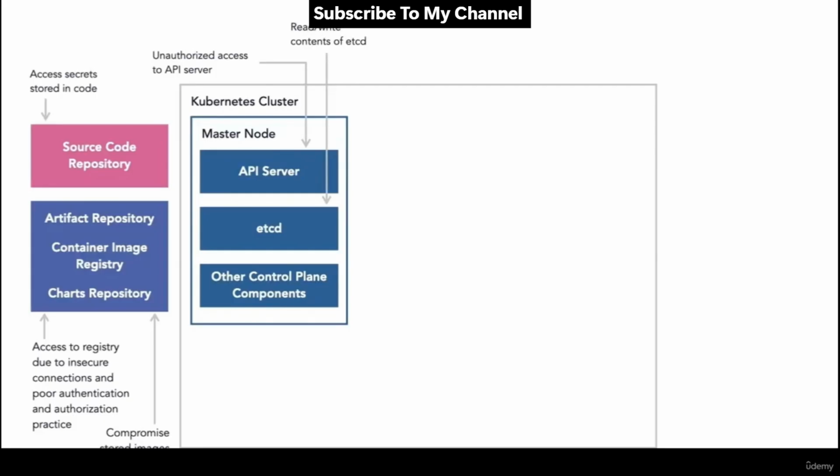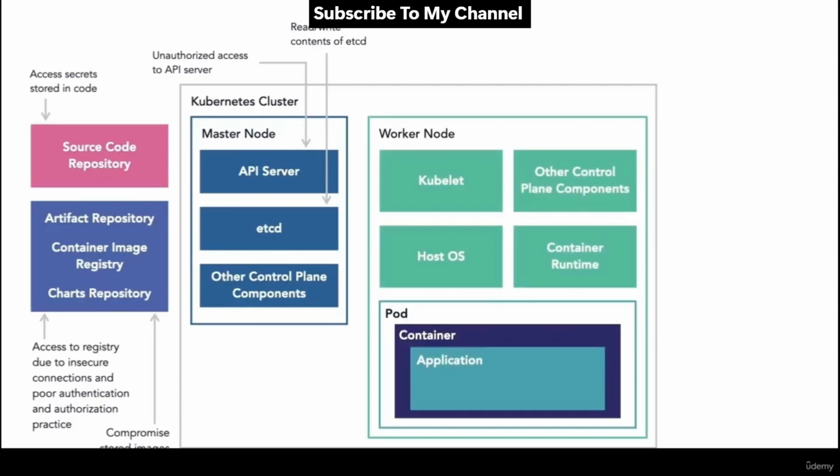etcd stores the configuration and state of the cluster's components and objects. Should an attacker get read-write access to the etcd, the attacker then literally has full access to your entire cluster. Worker nodes run your workloads, or in other words, your containerized applications. Traffic between master and worker nodes carries commands and responses. Unsecured network can be intercepted by an attacker. As a result, the attacker can view or modify the state of your cluster and applications.